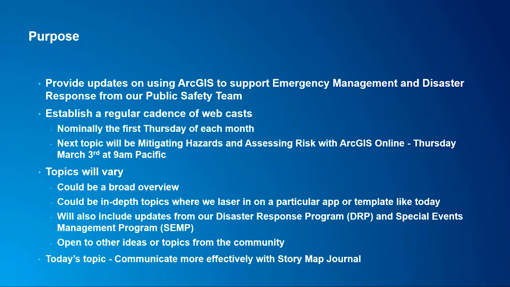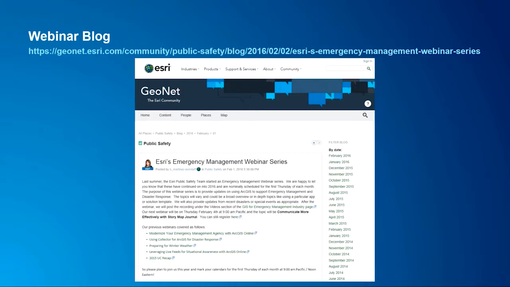The next topic we're pretty excited about is mitigating hazards and assessing risk with ArcGIS Online. It'll be presented by members of the Esri Solutions team, and this is a new solution template that's coming out to help you with the mitigation phase of the emergency management cycle. Today's topic: communicating more effectively with the Story Map Journal. If you have ideas for other topics in the future, please let us know.